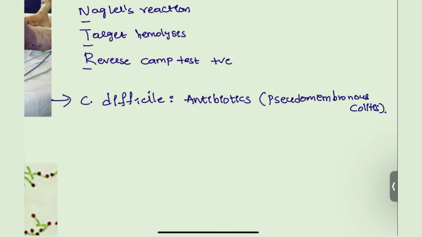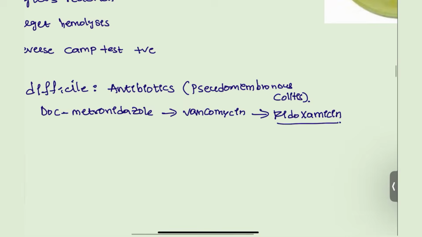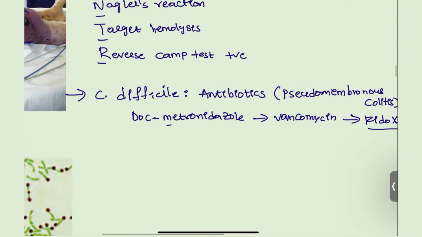What is the drug of choice for this patient? We can go for metronidazole. If it is not controlled, then go for vancomycin. And then we are going to start this patient on fidaxomicin. Okay, fidaxomicin is the drug of choice, but the early and first choice will be metronidazole and vancomycin.